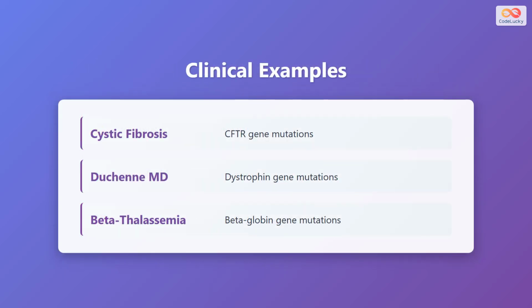Many well-known genetic diseases can result from nonsense mutations. Cystic fibrosis, a disease affecting the lungs and digestive system, can be caused by nonsense mutations in the CFTR gene. Duchenne Muscular Dystrophy, which causes progressive muscle weakness, often results from nonsense mutations in the dystrophin gene. Beta-Thalassemia, a blood disorder affecting hemoglobin production, can arise from nonsense mutations in the beta-globin gene. These examples demonstrate how a single nucleotide change can have profound effects on human health.